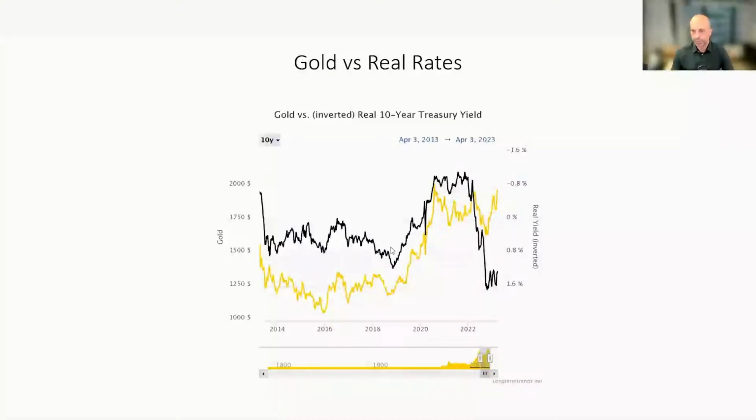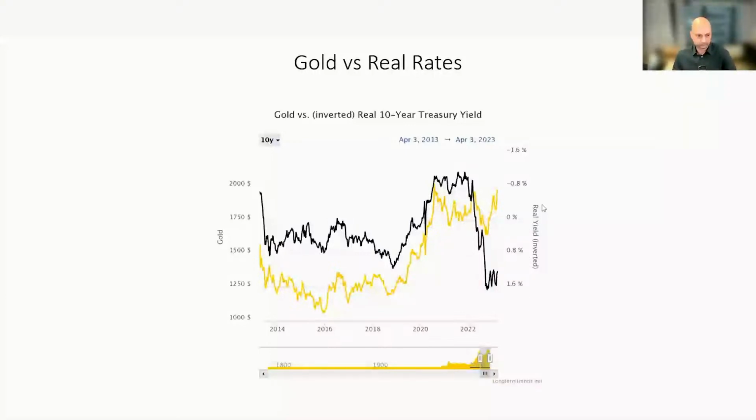Okay, so what we're looking at here is the chart showing the price of gold with respect to real rates. The price of gold is in yellow and real rates are in black. So what are real rates? Real rates is actually the 10-year treasury bond yield adjusted for inflation. If you look at a nominal 10-year bond yield, it will yield a figure, and then that figure is adjusted for inflation, which will give us this real yield here.